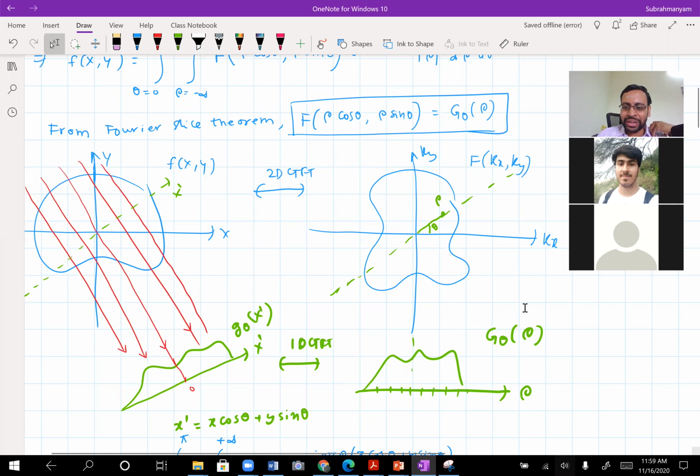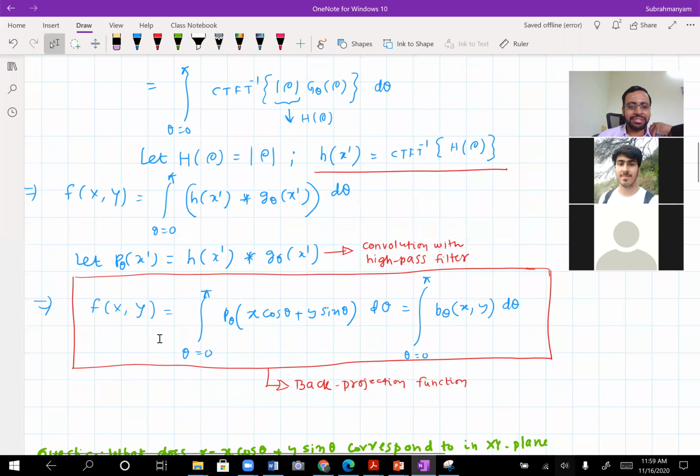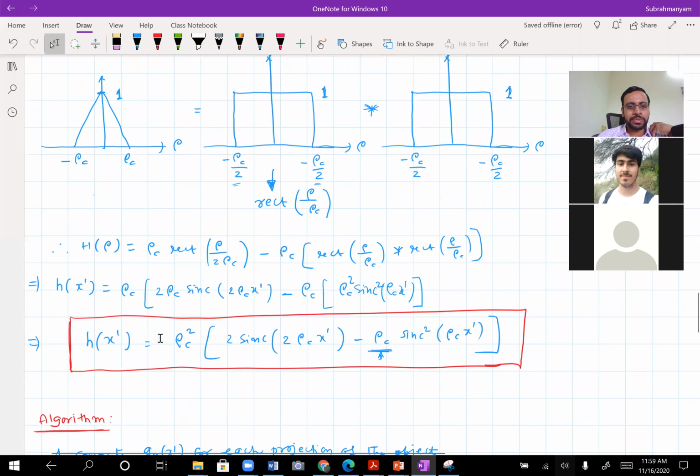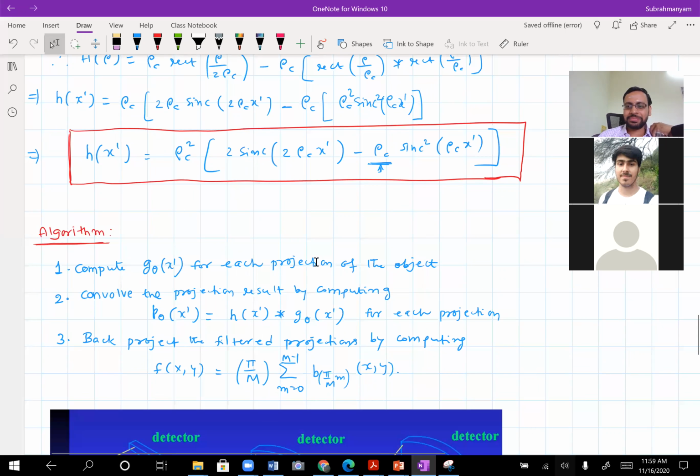You are purposefully avoiding computation of g theta of rho here. Or you could compute it if you want, but this interpolation is what we wanted to avoid. Without going into the Fourier domain itself, you could do everything here. This is just g theta of x prime. Then you convolve it with h of x dash and back project it.